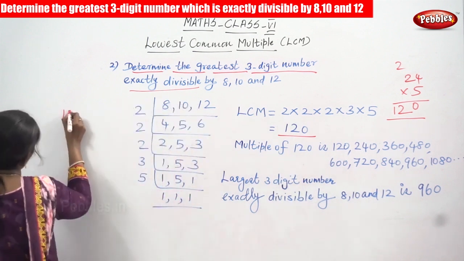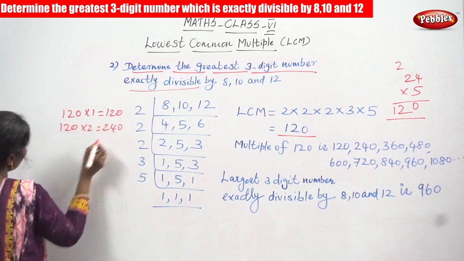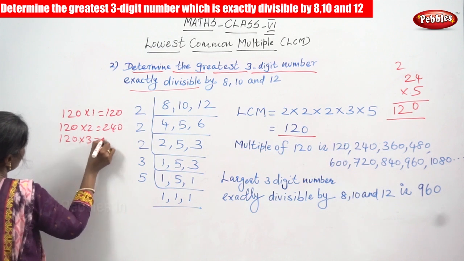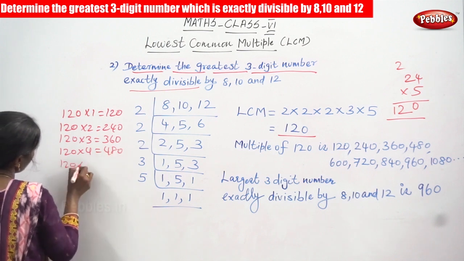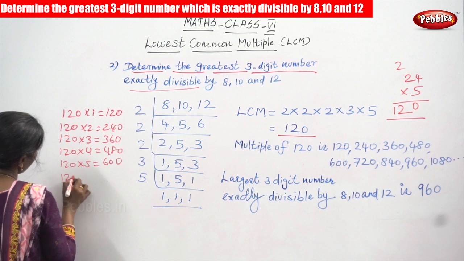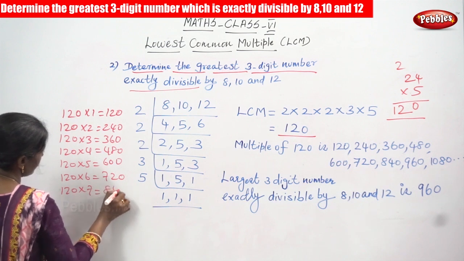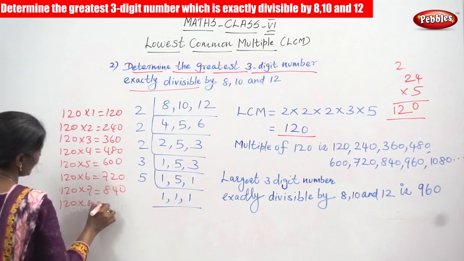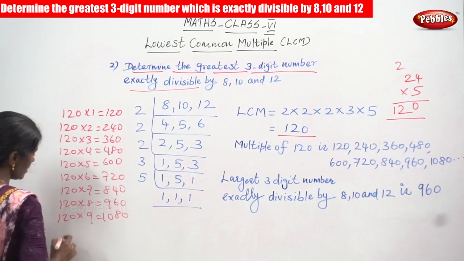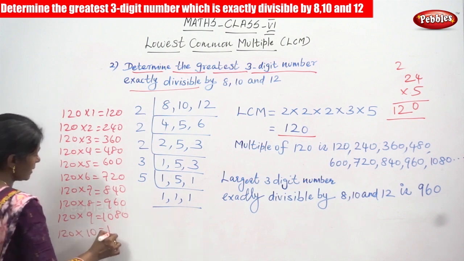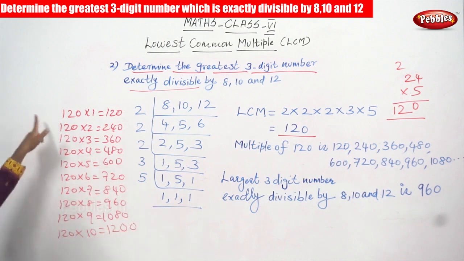Otherwise, if you want to write very clearly, you can write like this: 120 into 2 is 240, 120 into 3 is 360, 120 into 4 you can get 480, 120 into 5 you can get 600, and 120 into 6 you can get 720, 120 into 7 is 840, and 120 into 8 you can get 960, 120 into 9 you can get 1080, then 120 into 10 you can get 1200.